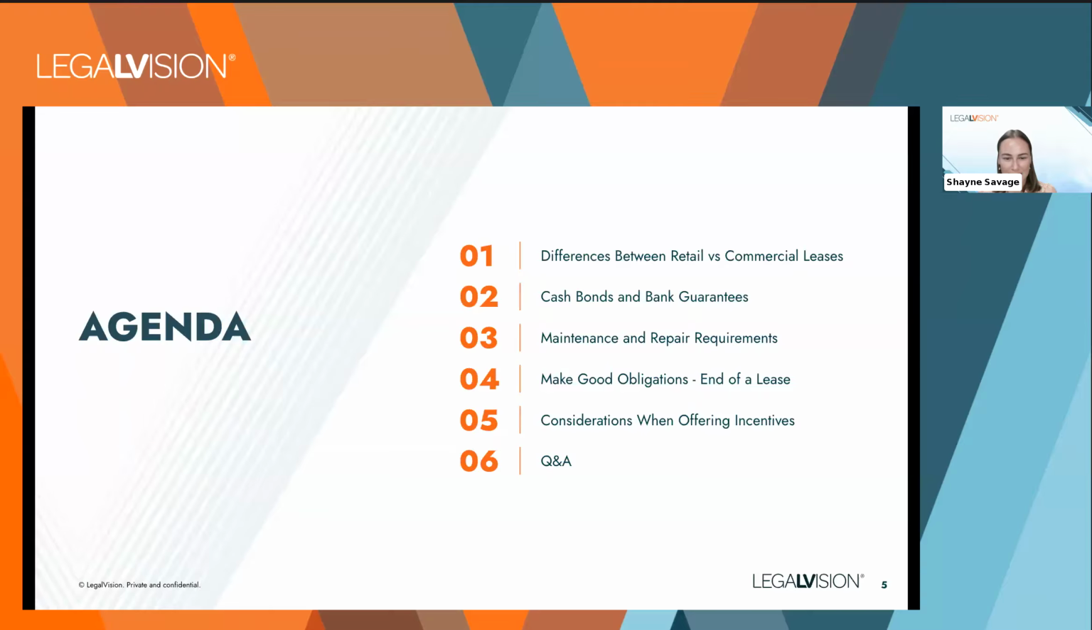So today, what we'll be discussing are the key differences between retail and commercial leases and their key lease clauses such as bonds, bank guarantees, maintenance and repair obligations, as well as make good obligations and incentives that you might be looking to offer to tenants.